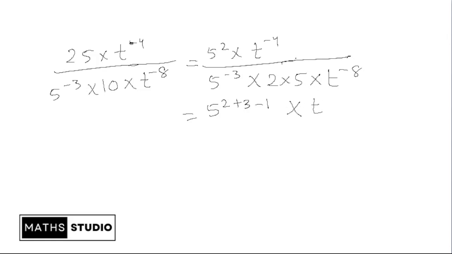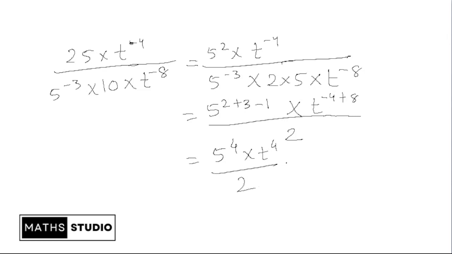t to the power minus 4, and where do we find t? This t goes up and it becomes plus 8 divided by 2. We could have taken the 2 also upward, but it's okay. Let somebody be downstairs also. So what do we get? 2 plus 3 is 5, minus 1, 4. This becomes minus 4 plus 8 is 4, divided by 2.